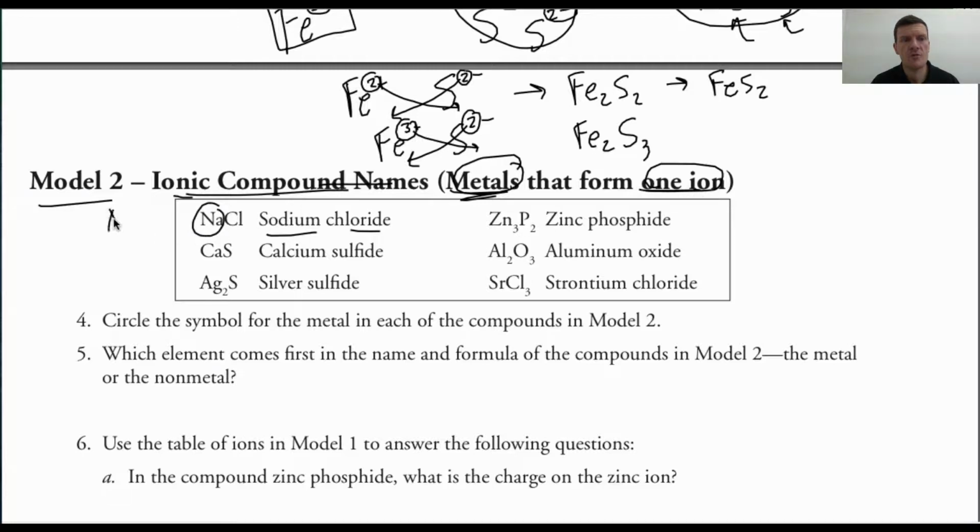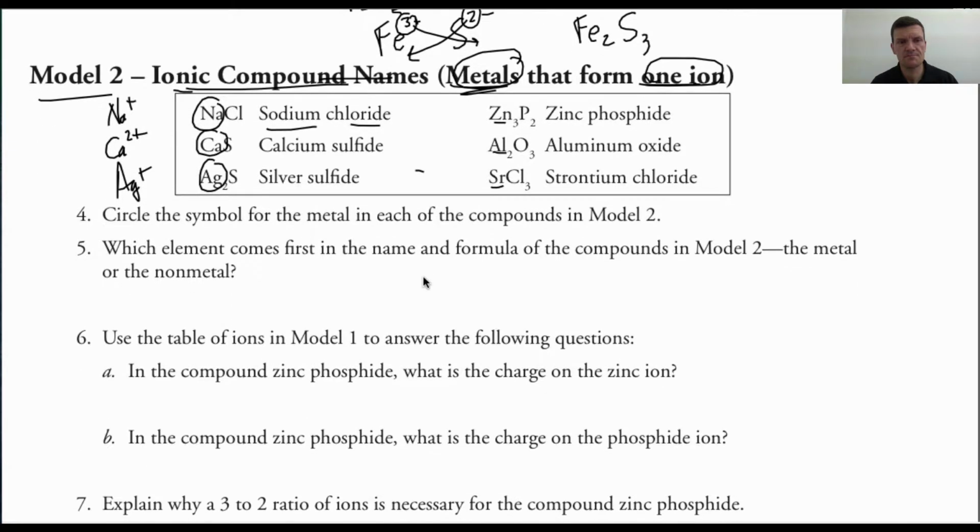Sodium always forms Na+. Calcium is always a Ca2+. Silver is always a +1. So what they're saying is all of these metals that are involved here, zinc, aluminum, and strontium, are always going to form the same charge on their ion. Not all of them the same. I mean, they don't have multiple options is what I'm saying.